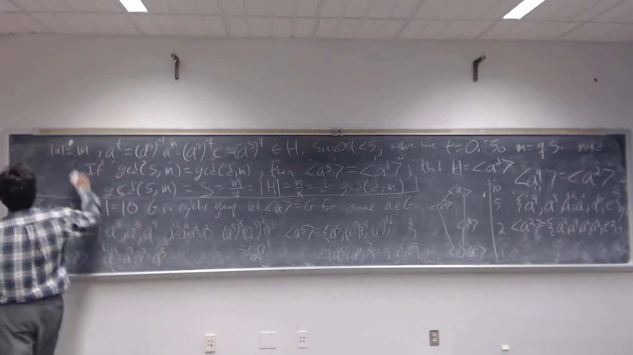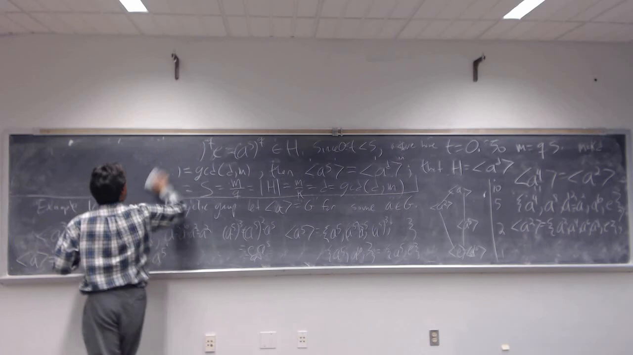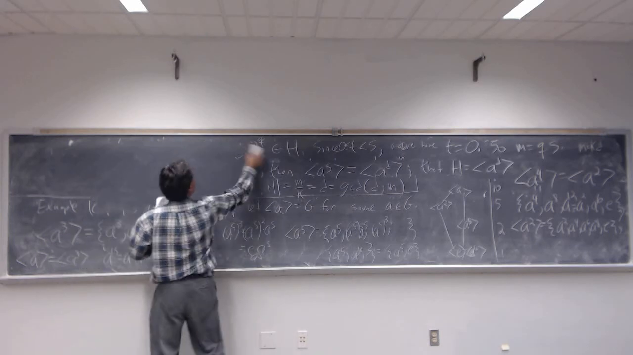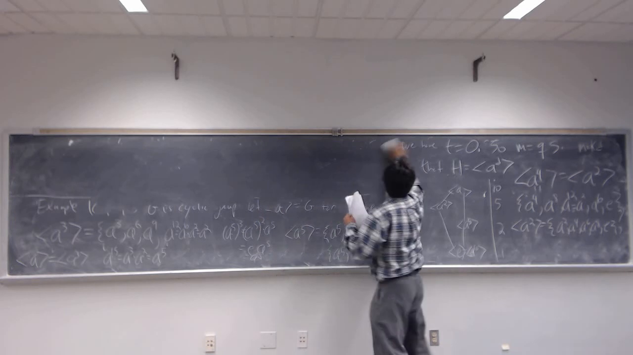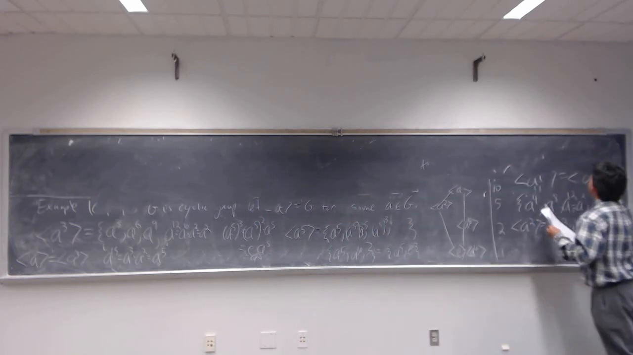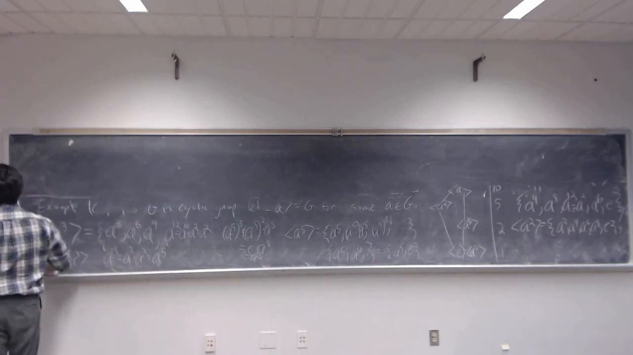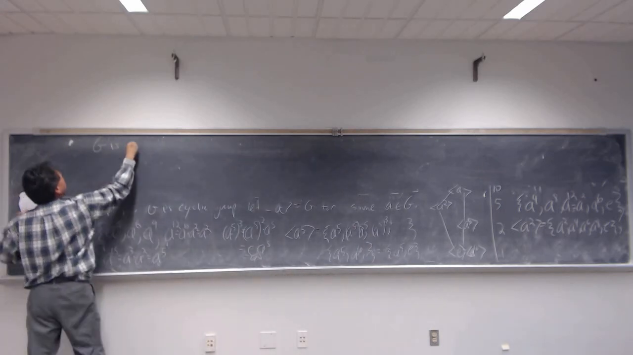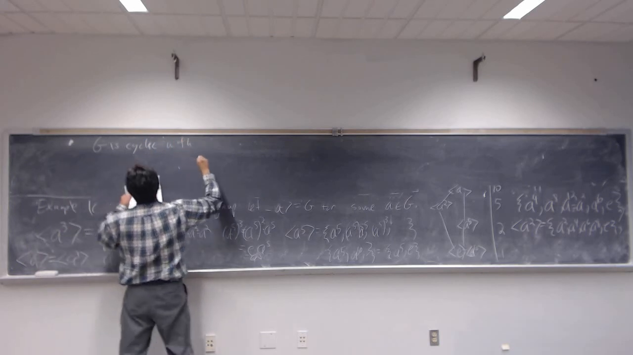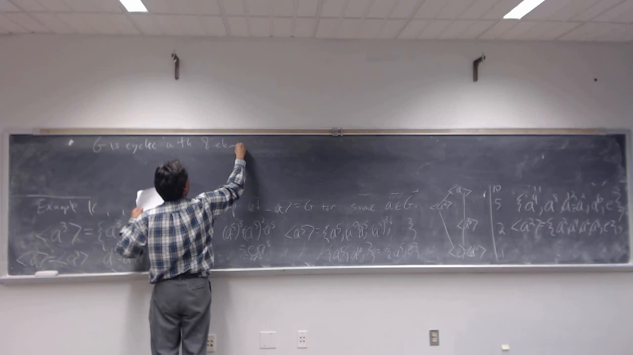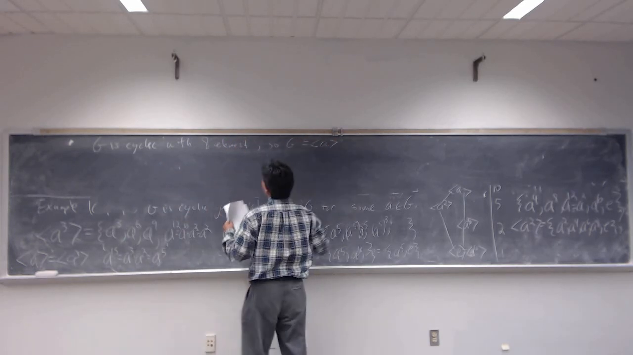So let us look now at a cyclic group with 8 elements, and look at the subgroup lattice for that. Well, lattice, I guess I use also the term subgroup graph. So G is cyclic with 8 elements. And so since G is cyclic, G is generated by some element of order 8.